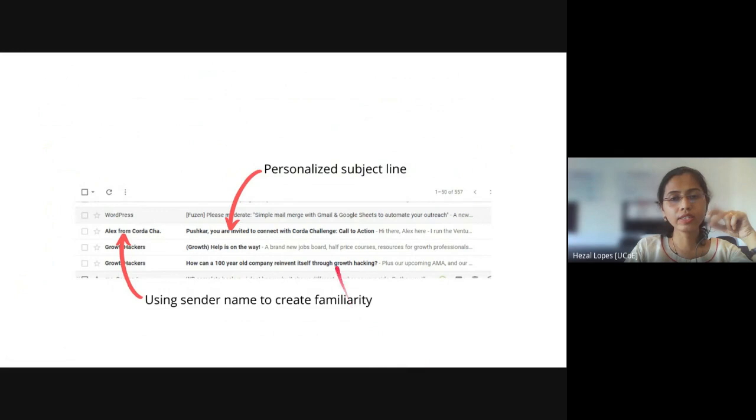So here, see this personalized subject line. Here, Alex from Korda chapter something. So here I have the name of that person, Pushkar. You are invited to connect with this something something. Okay. So whenever there is a personalized email, it has a higher opening rate.